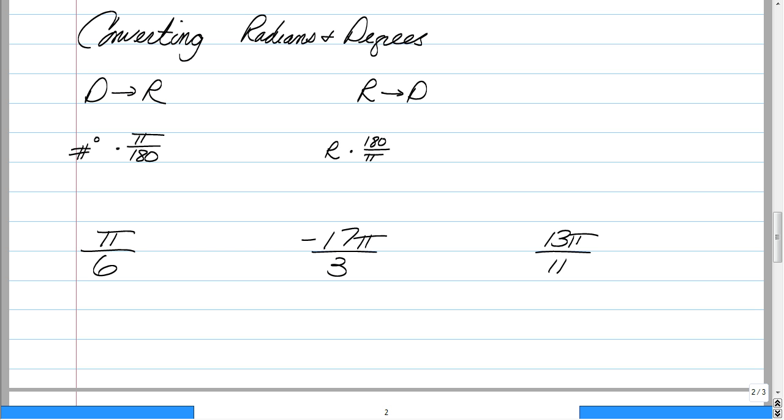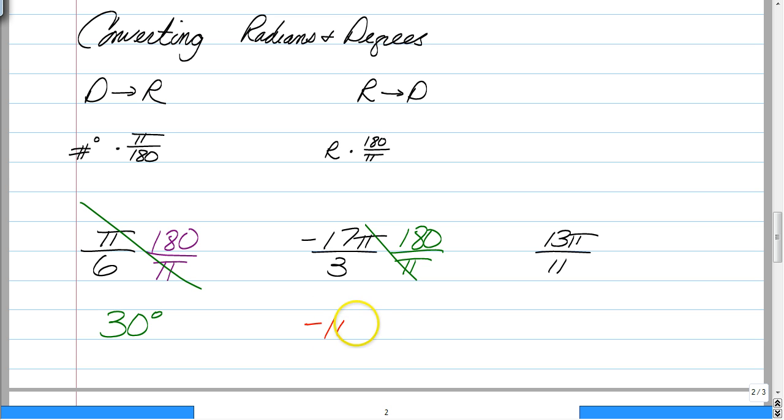We take our radian measure and we multiply it by 180 and we divide it by pi. So basically what we're doing is we're just canceling the pi's. We have 180 divided by 6, which is 30 degrees. That's all you're doing. So for this next one, you're multiplying by the 180 and dividing by the pi, which means you're just canceling the pi's. Negative 17 times 180, and then we're going to divide by 3, and you'll get negative 1020 degrees.